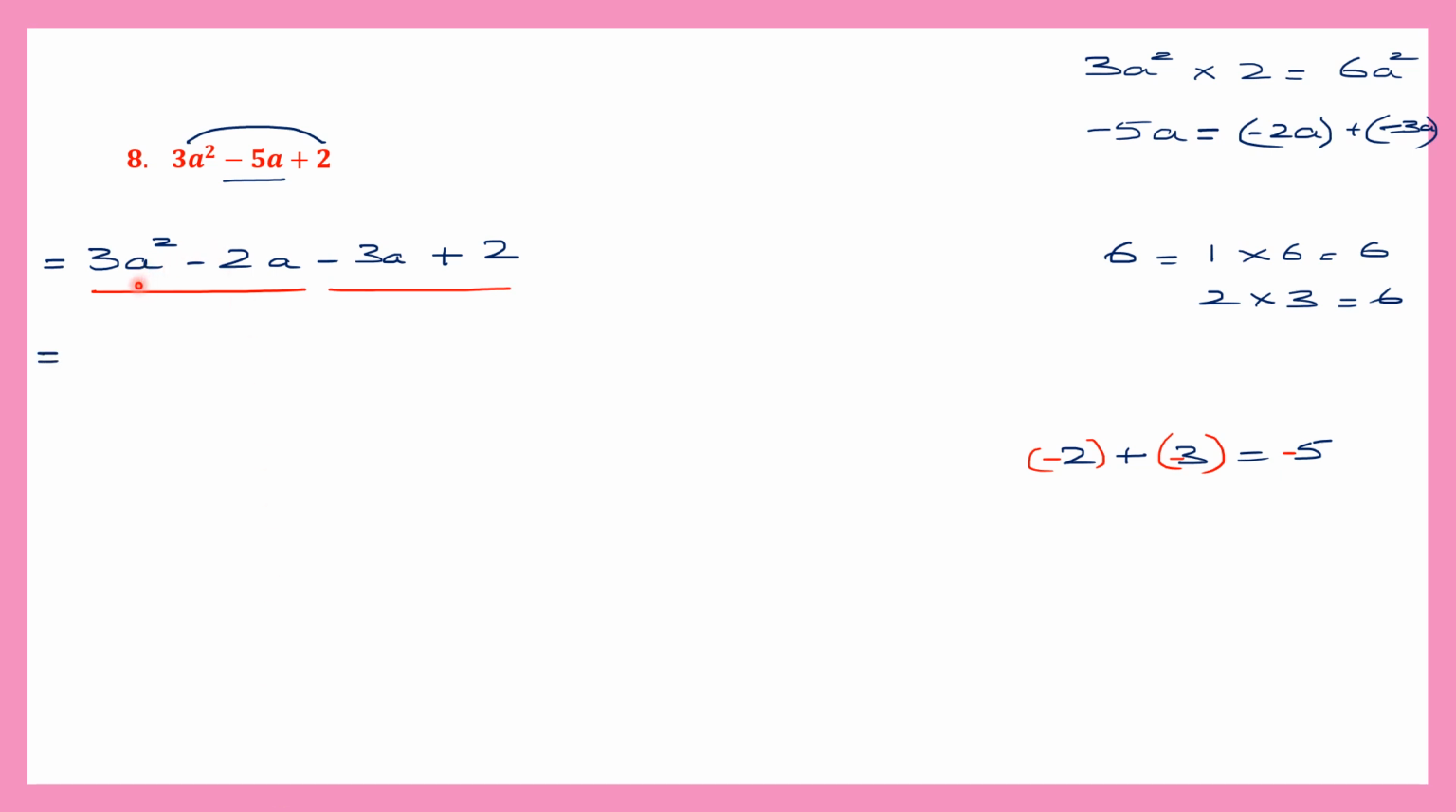Common here is a. A is common. So I'm going to take a out here. So 1a if I remove, now here what is left? From 3a square I've removed 1a. So 3 is left and 1a is left. So that will be 3a. I can put the minus sign. And now from 2a, 2a is removed. So I have only 2. I can put that 2 here.